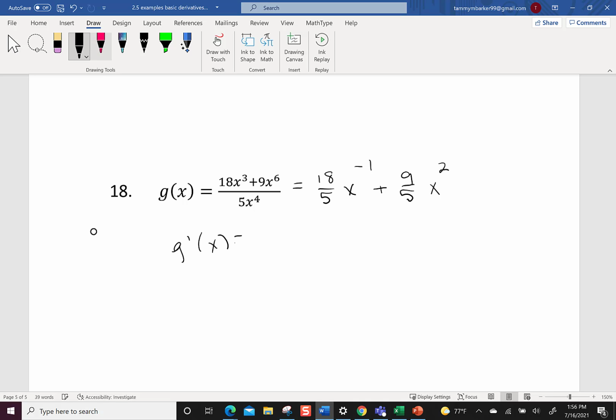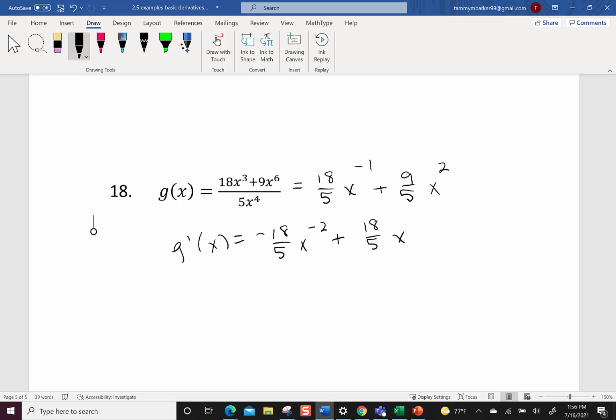The derivative. The negative comes down. I have negative 18 over 5, x to the negative 2, plus 9/5 times 2. 9 times 2 is 18 over 5. I have x to the power 1. So it wasn't so bad.